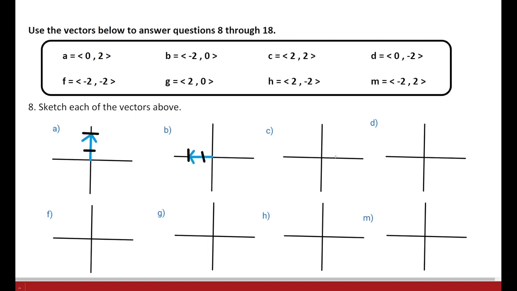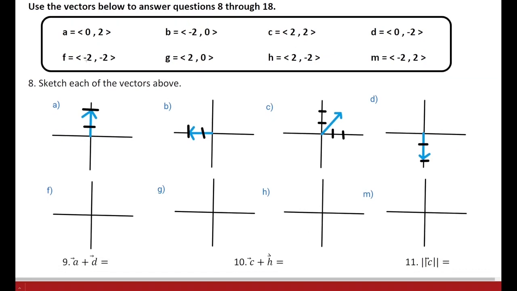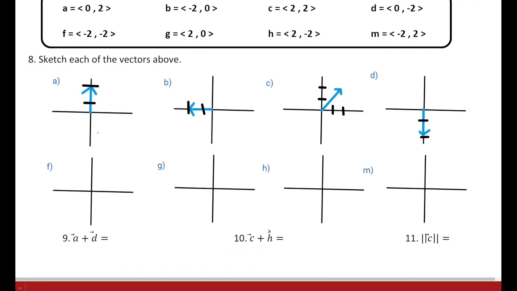C is going 2 units to the right and 2 units up. So we're going to draw the arrow pointing towards the coordinate 2, 2. D is 0, -2, so 0 units in the horizontal, 2 units down. This is going down towards the negative y-axis. F is -2, -2, so 2 units to the left and 2 units down.